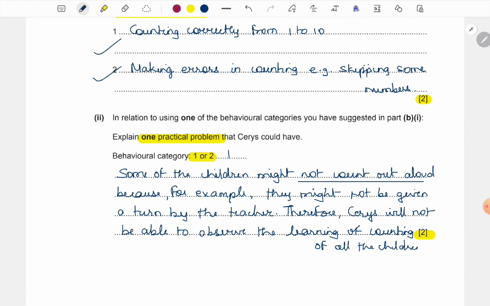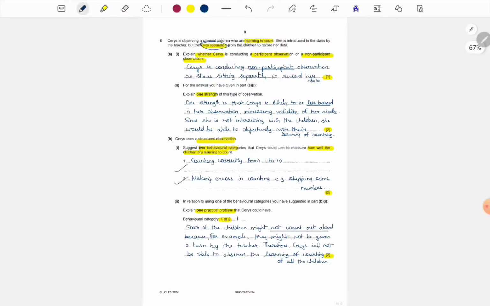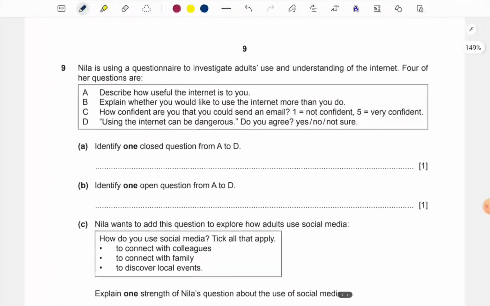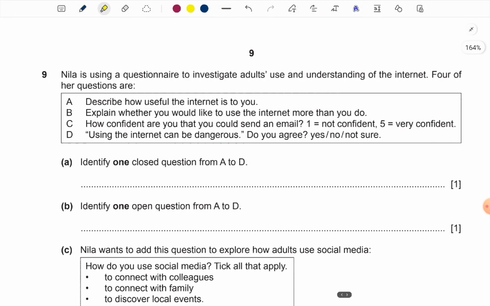Okay, so this was another simple one. Let's come to the next page. Another scenario. I'll read out the scenario first. Neela is using a questionnaire to investigate adults' use and understanding of the internet.